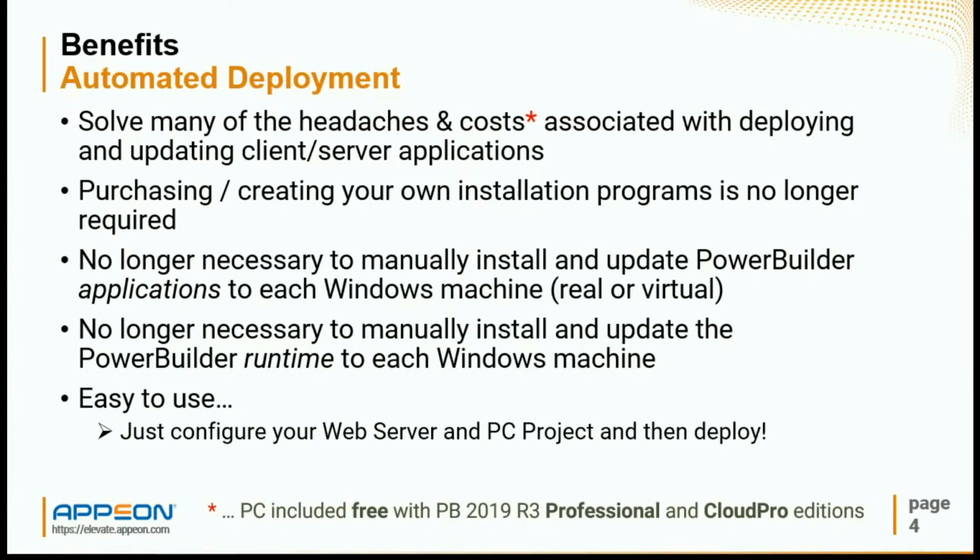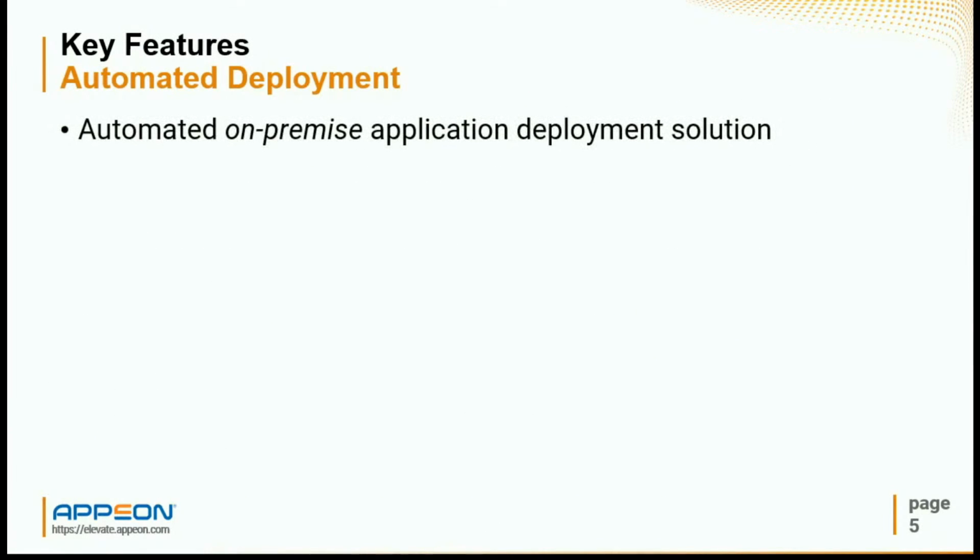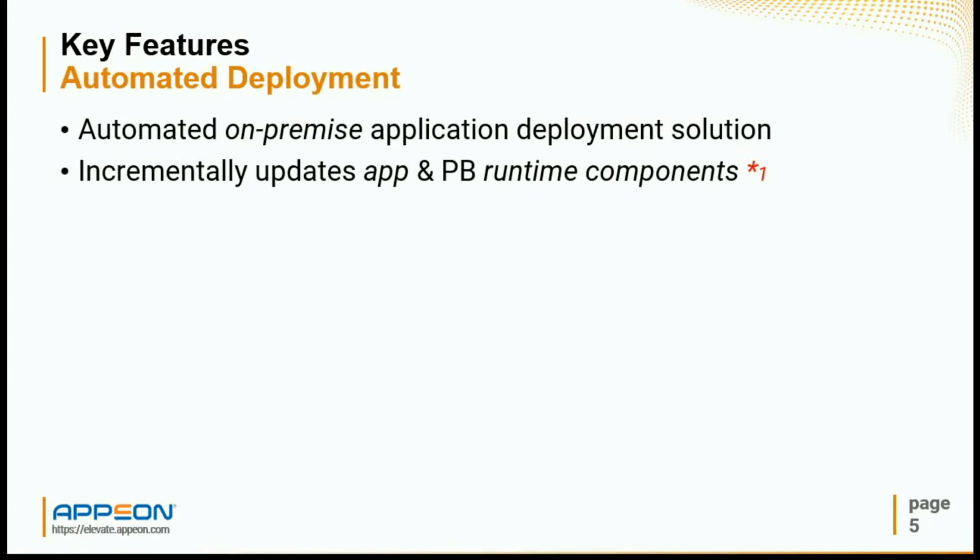And here's the nice part about the asterisk from above. PowerClient is included free with PowerBuilder 2019 revision 3 and above in both the Professional and Cloud Pro editions. And when I say free, that's free to use in various environments, not just development. We'll talk about that shortly. So what are the key features of automated deployment? Automated on-premise application deployment solution. It incrementally updates application and PowerBuilder runtime components, and there's a little note here because you can choose the update options. Deploy and do not update, or update all the time as soon as you start the application, or somewhere in between. But we'll talk about that as we go along.